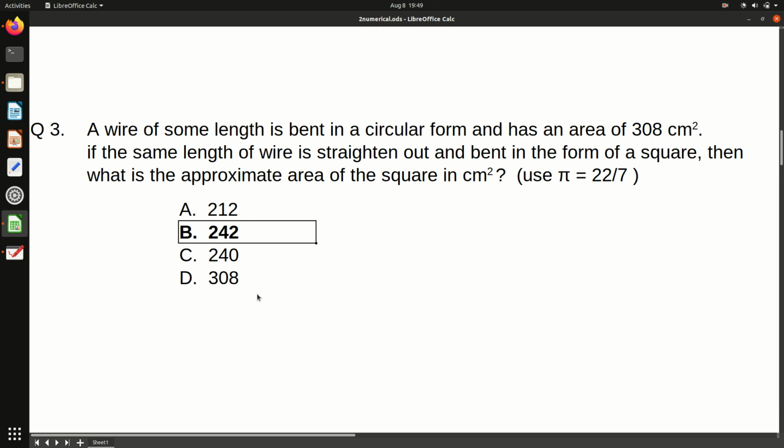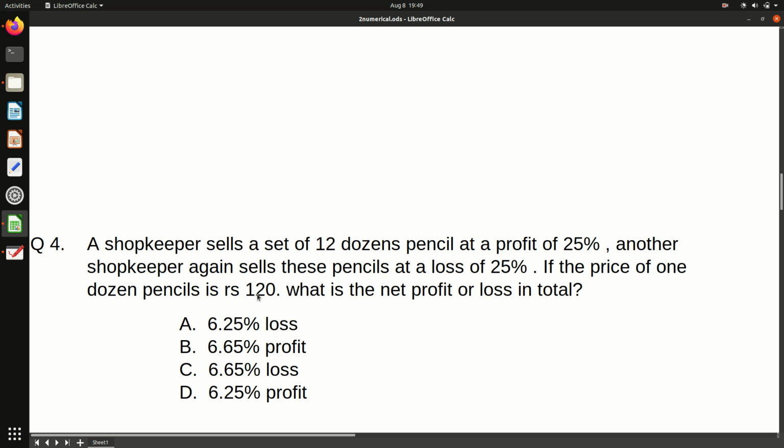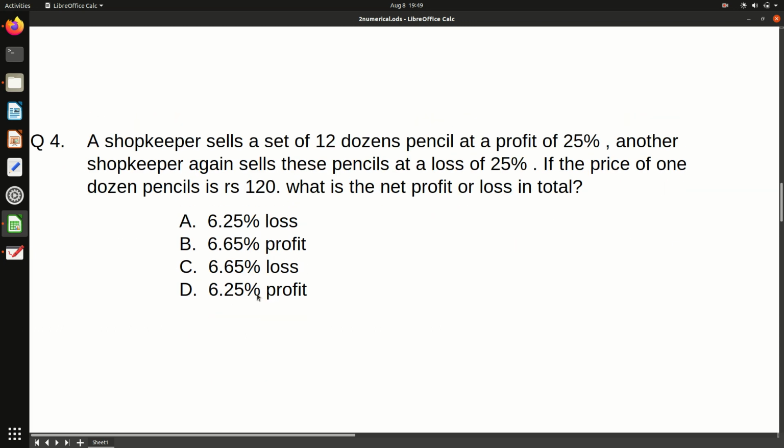Okay, so let us move to the next one. So please try to solve it yourself. This question is from profit and loss. So let us see.